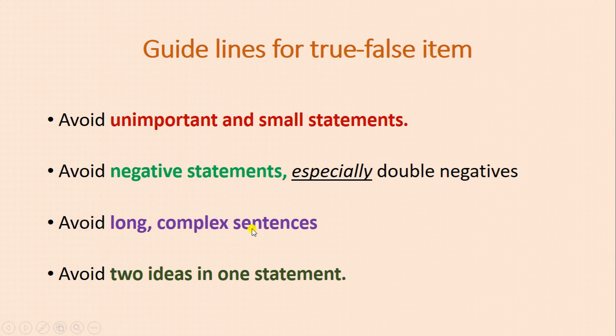Avoid long complex sentences. If we write complex sentences, they will not be suitable for true false items. In the same way, avoid two ideas in one statement. We have no need to put two ideas in one statement. One statement should show only one idea. My dear students, these were some guidelines for true false items.